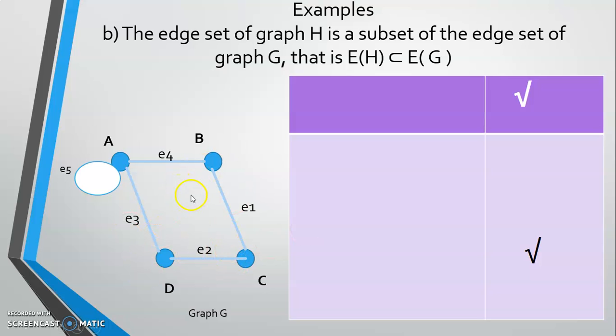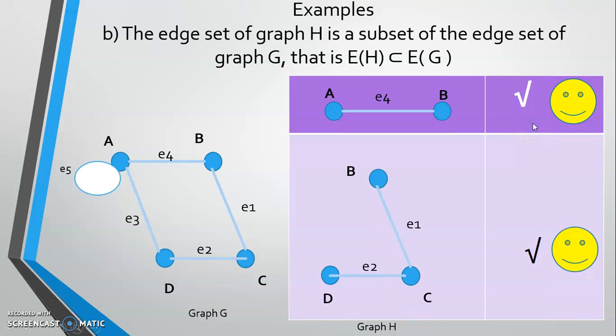I give you the same graph. So vertex A, vertex B, the edge is E4. Now you look at graph G, also E4. So we say this is a subgraph of graph G. Now the second one, also a subgraph of graph G: B, C, D. So this is E1, this is E2, same as graph G.